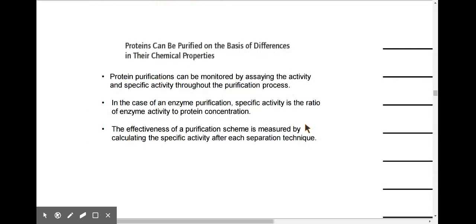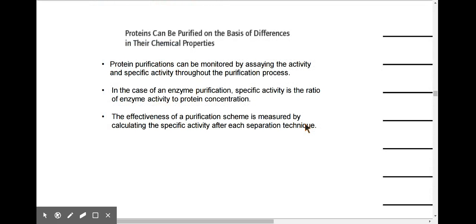Protein purifications can be monitored. We can assay the activity, the specific activity, throughout the purification process in the case of an enzyme purification. We want to monitor the specific activity, which is the ratio of the enzyme activity to the protein concentration. And we can measure the effectiveness of the purification scheme at every step.